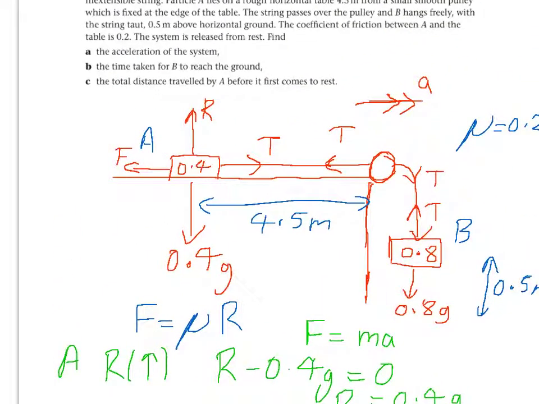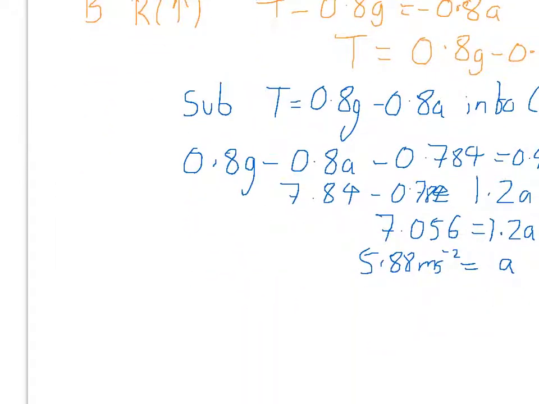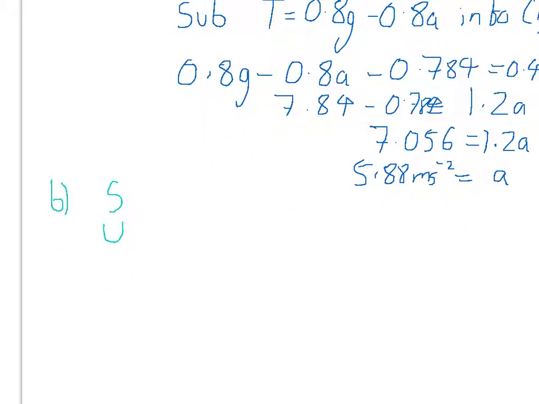So part B says the time taken for B to reach the ground. Now we're told that B is 0.5 meters above the ground, and it's starting from rest, so its initial speed must be 0, and we've just found the acceleration. So that should jump out at you that we're going to be using the SUVAT equation. So we're now on part B. We know the distance is 0.5, we know the initial speed is 0, we don't know anything about the final velocity, we know it's accelerating at 5.88, and we're asked to find the time.